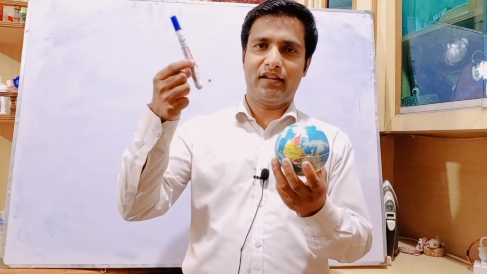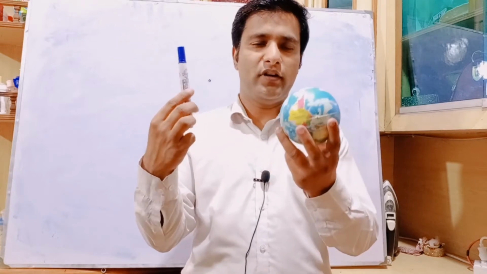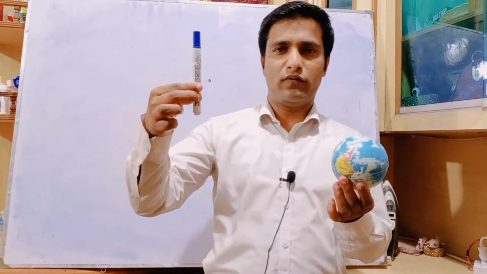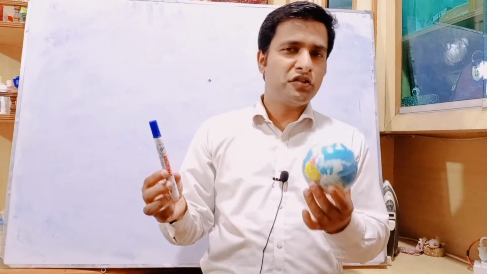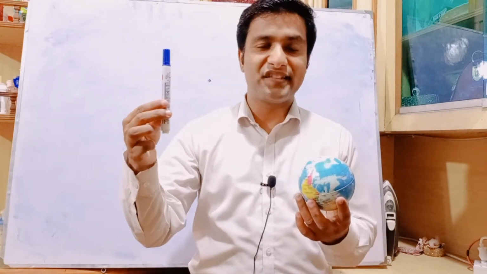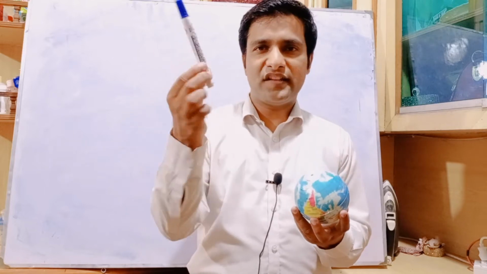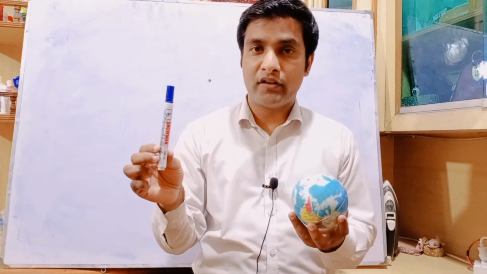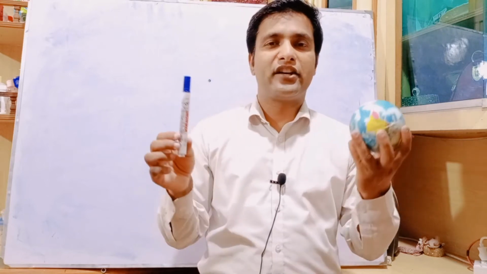Consider this is the Earth and this is the satellite, and this satellite wants to move around the Earth with a constant velocity. So how will it move? Which force does it require to move in a circular path? The force it needs is centripetal force. Now the question is, how will this satellite get centripetal force? The answer comes from Newton's gravitational law.